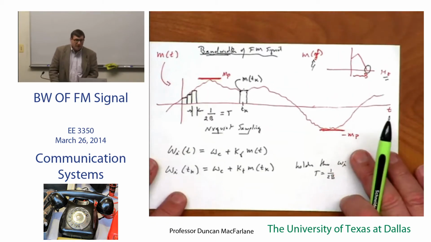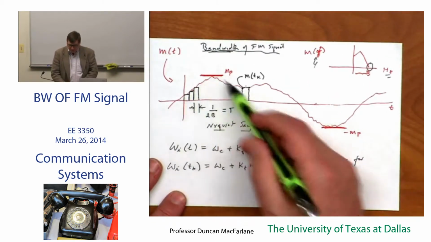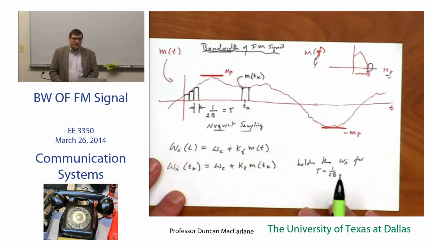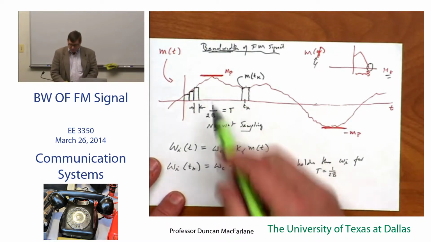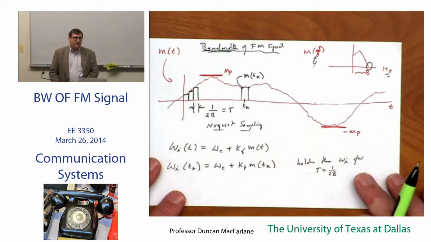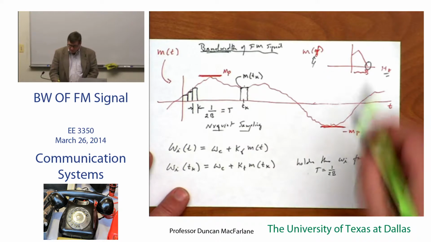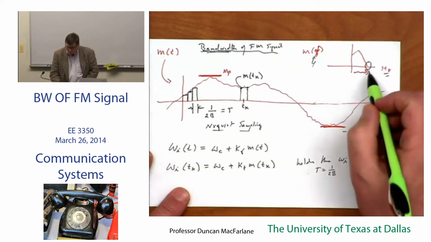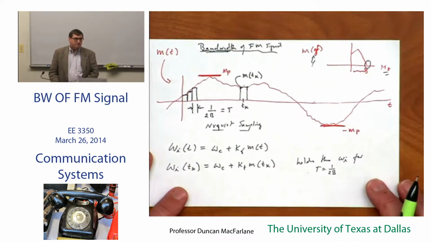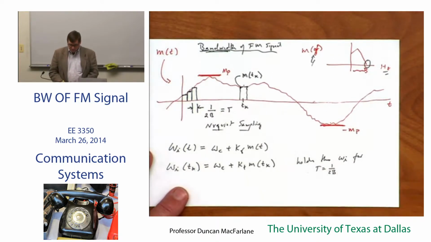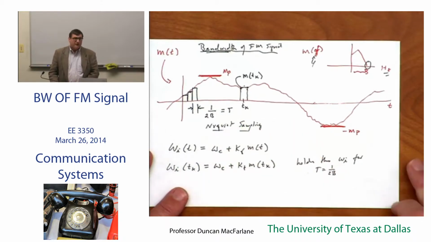High point number 1, I have a message signal. Message signal goes between minus MP and positive MP. Okay? High point number 2, the message signal has a bandwidth, capital B, which means I can Nyquist sample it into little boxes, little boxcars, with a width, capital T, that's 1 over 2B.